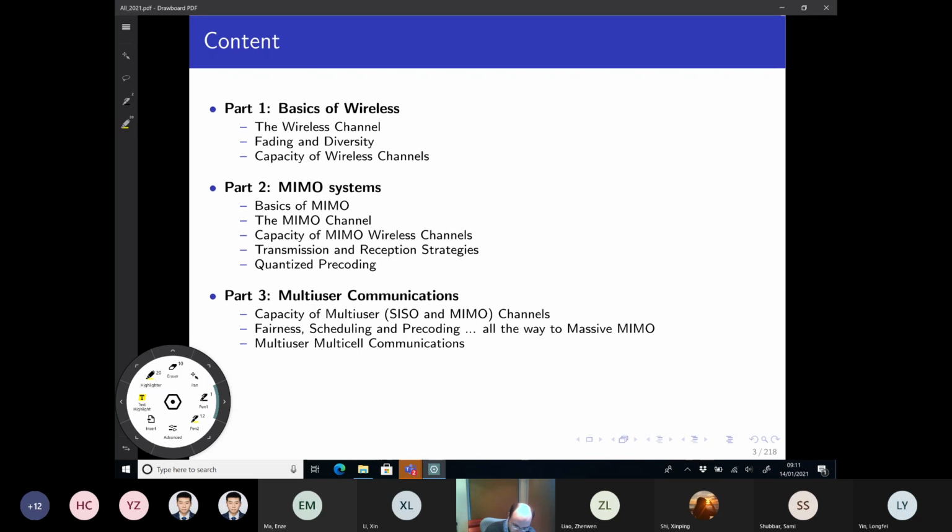And the last bit here will be about multi-user, multi-cell communications. This is really representative of a cellular network where you have many transmitters and many receivers, and they interfere with each other.